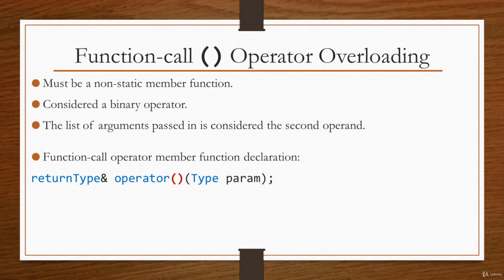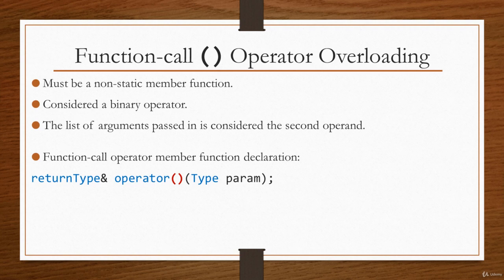We can also overload the function call operator. Now this must be a non-static member function. It is considered a binary operator, and the list of arguments passed in is considered the second operand. At the bottom of the slide I have a quick example of a function call operator declaration.